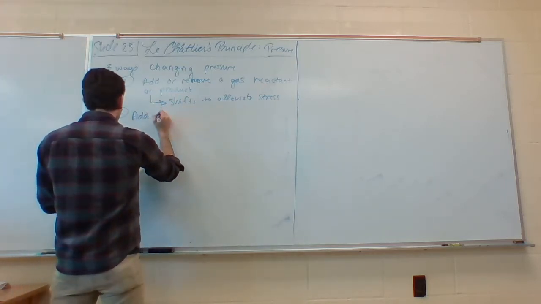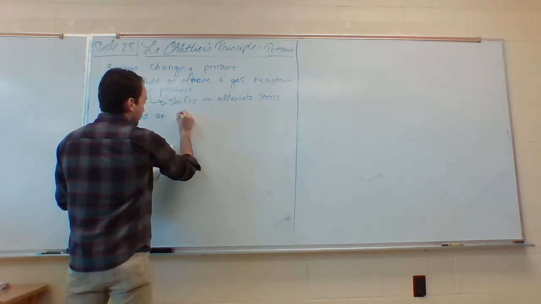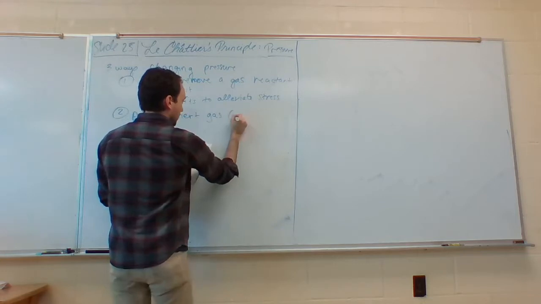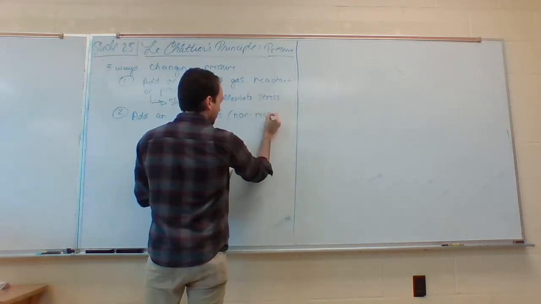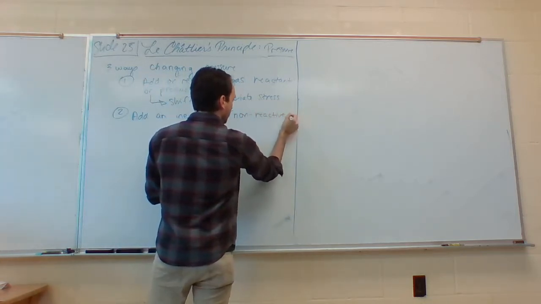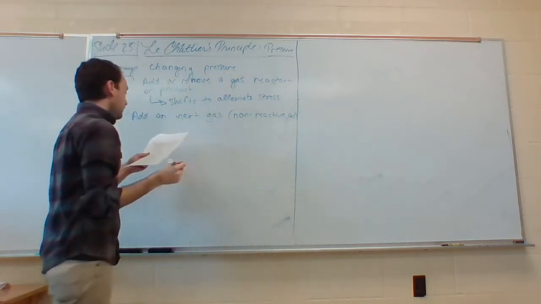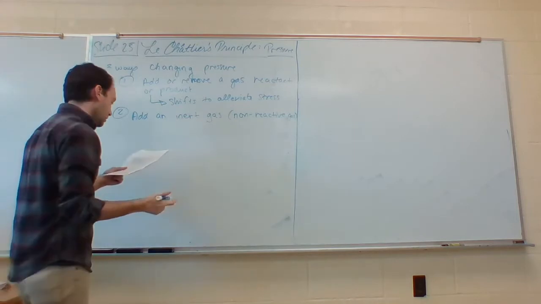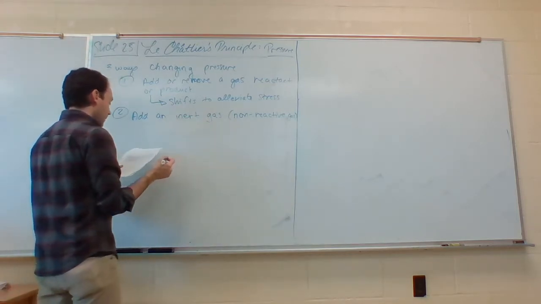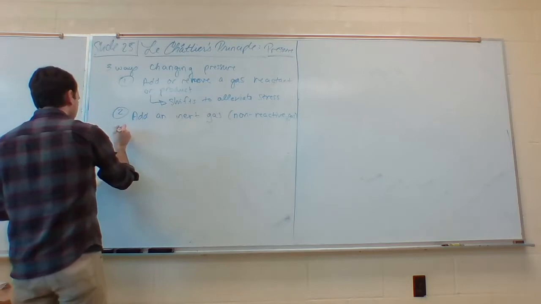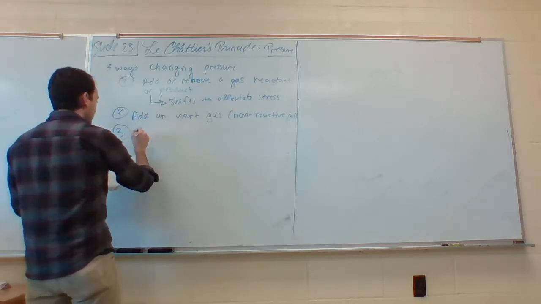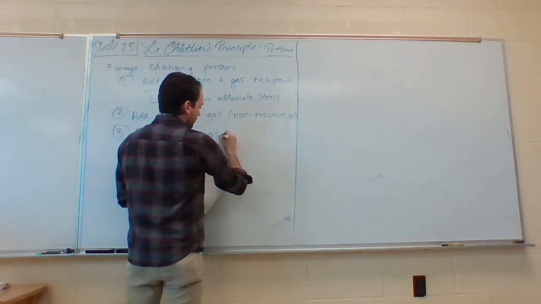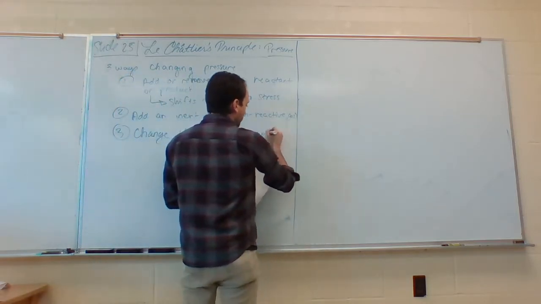Another thing that we could do is we could add an inert gas. So a non-reactive gas. Okay, now, if we add a gas that's not involved in the reaction, we'll talk about how that can affect it. The third type is that we change the volume of the container.